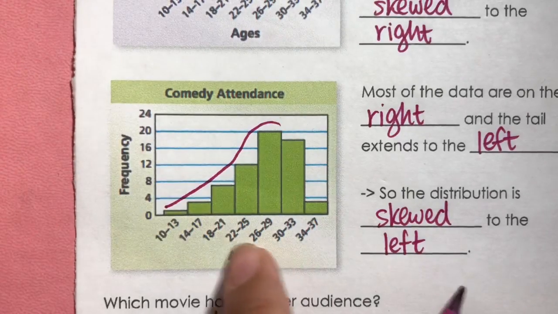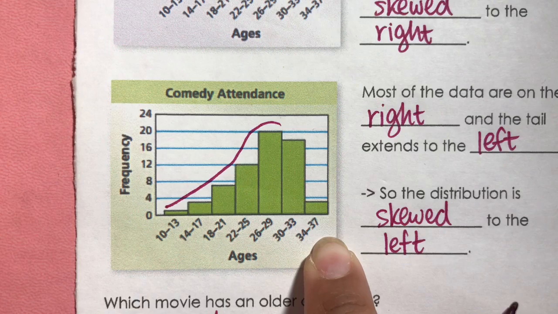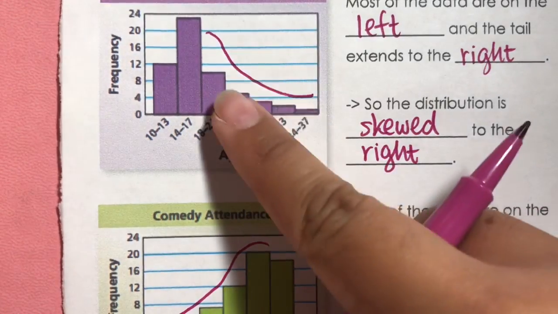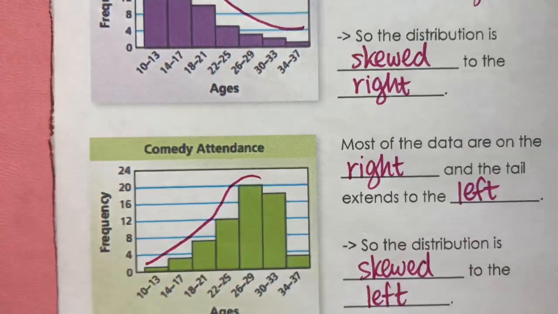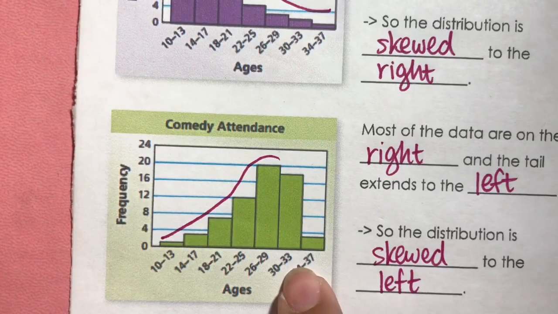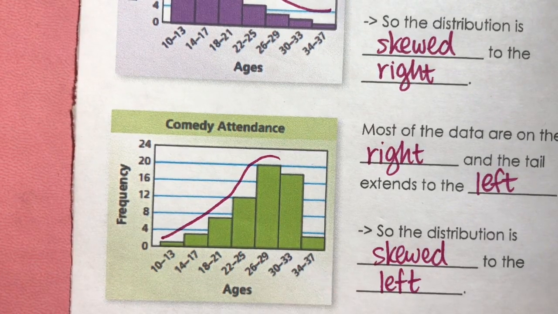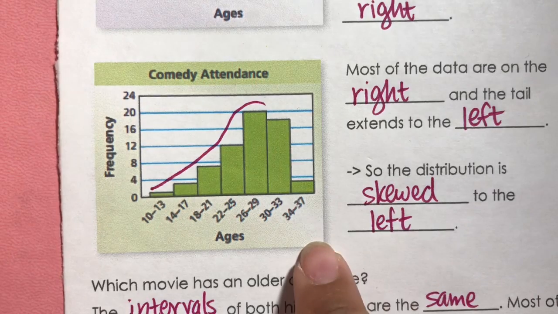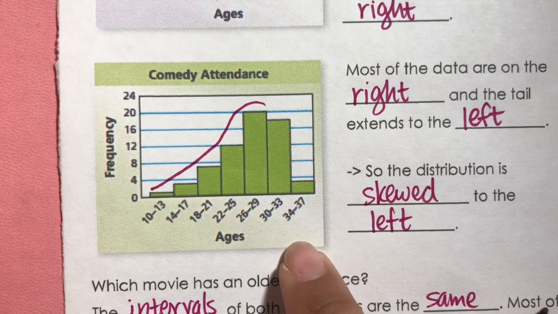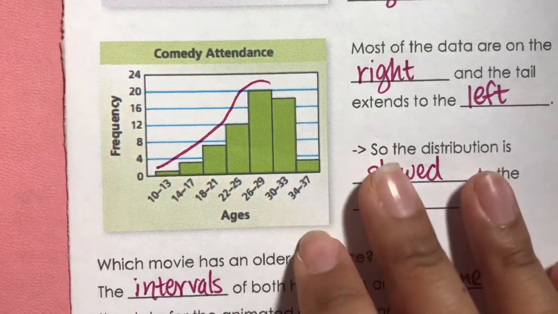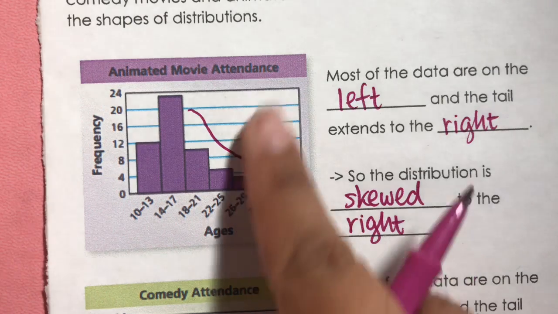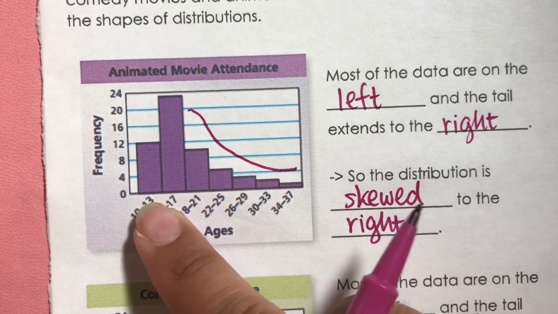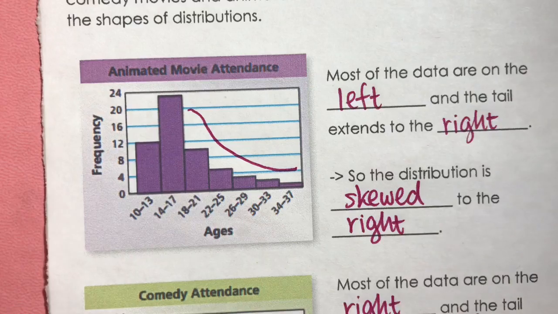So that means all of the ages are older on the right hand side of both histograms. The ages are older on the right, and younger on the left side for the intervals. So what does that tell you? If there's more data on the right side, and those are the older ages, that tells you there are more older people attending the comedy movies than attending the animated movies, because all of the data on the animated movie attendance are on the left, meaning there are more younger people watching the animated movies.